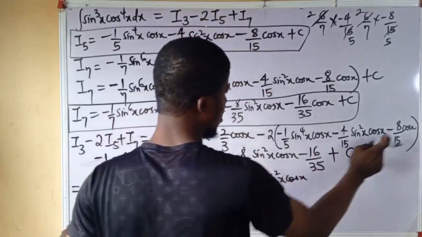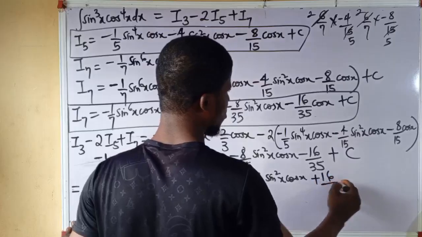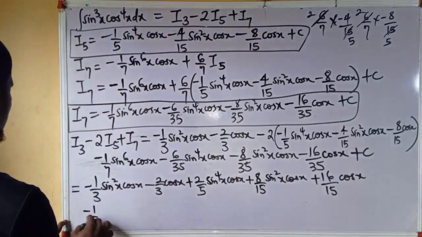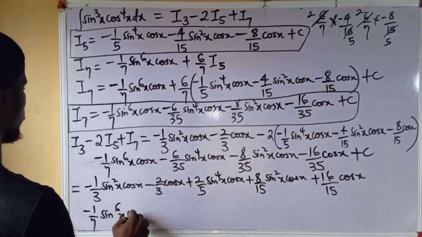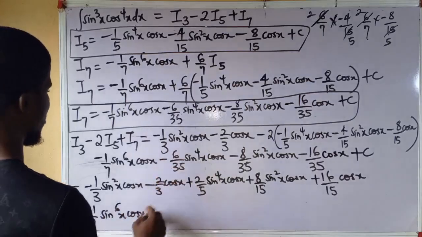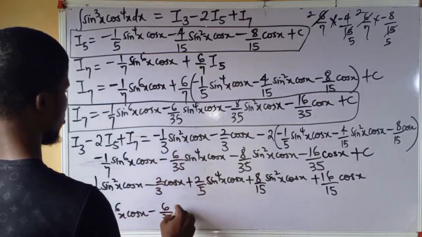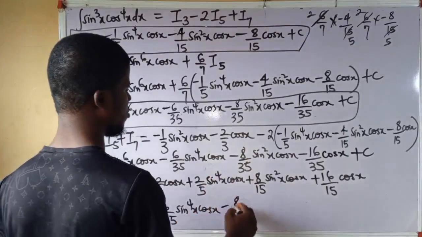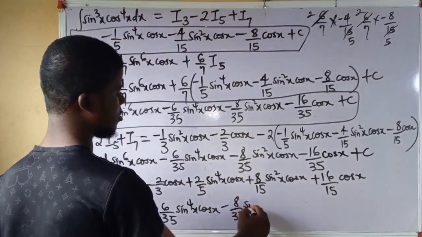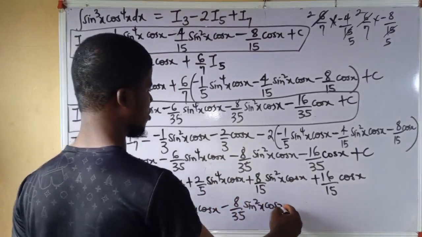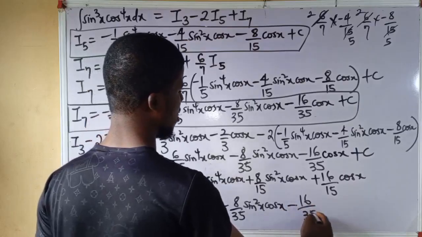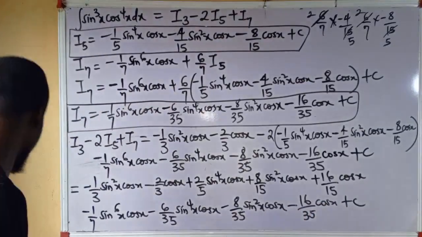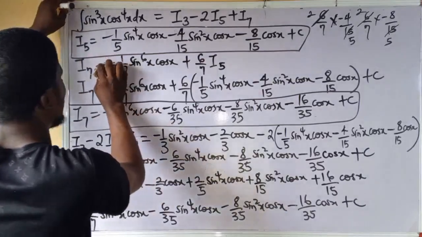Okay, minus 2 times minus 8 is plus 16 over 15 cos x minus 1 over 7 sine 6x cos x minus 6 over 35 sine 4x cos x minus 8 over 35 sine squared x cos x minus 16 over 35 cos x plus c. Okay, let's evaluate. Let me erase I5, I7.